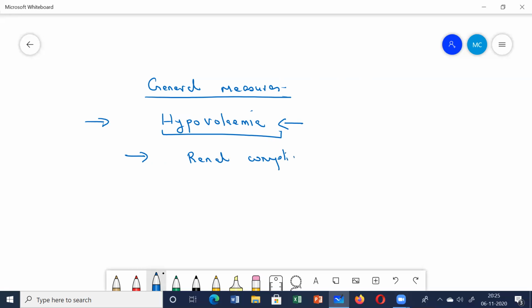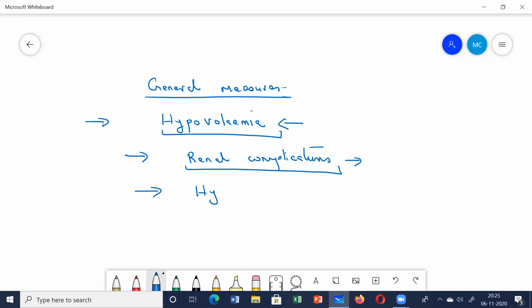As I told you, it's one of the most feared complications, because due to renal vasoconstriction there is going to be acute tubular necrosis and acute renal failure. So first we'll try to prevent it by correcting the hypovolemia, rapid correction of hypovolemia. And if it has set in, if already there is acute renal failure, accordingly you have to treat the patient along the lines of renal failure.